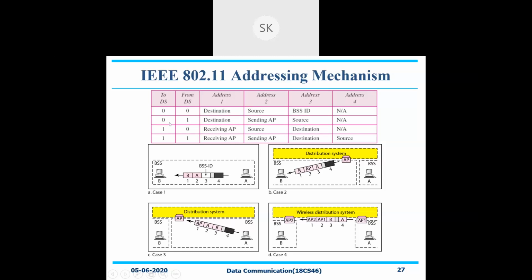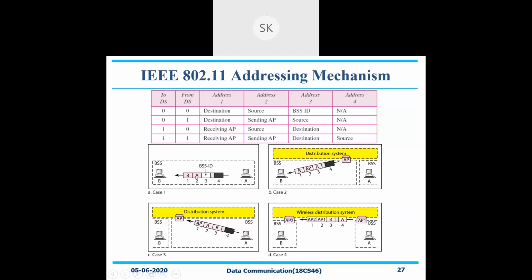Similarly, with 0 to 1, that is the second case: the destination will be there, the sending access point will be taken into consideration, and then the source address will be pointed. 1 0 is a different one. The receiving address point gives the picture, followed by the source, followed by the destination. The last one, 1 1: To DS is 1 and From DS is also 1. If the bit is high in both, the receiving access point and the sending access point both come into the picture, along with the destination and source.